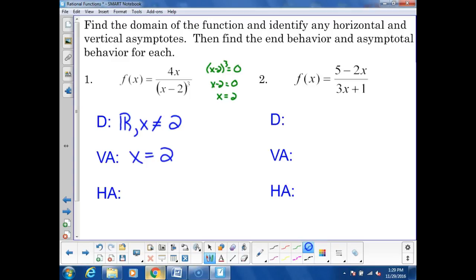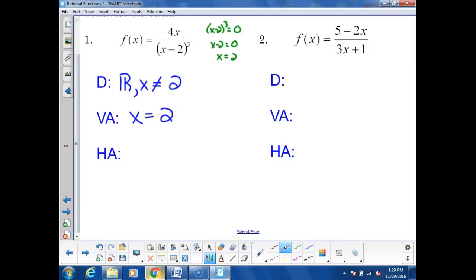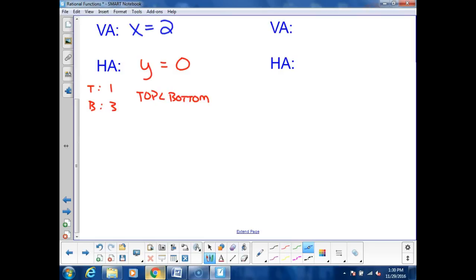So, horizontal asymptote now. What is the degree of the top? 1. What is the degree of the bottom? 3. Which one's bigger, top or bottom? Bottom is bigger, right? So top is less than bottom. That tells me y equals 0 is my horizontal asymptote. If the top is less than the bottom, it's always y equals 0. If the top is bigger than the bottom, it's always none. If it's same over same, then it's always y equals the ratio of the coefficients. Handle that.